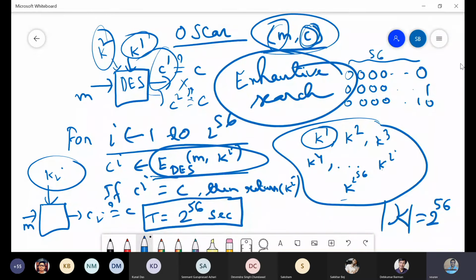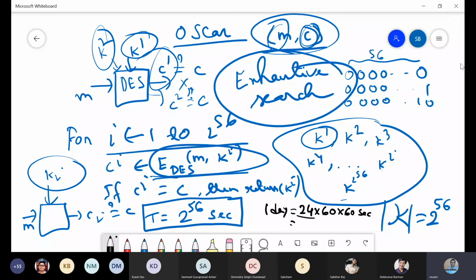How many days is 2 to the power 56? 1 day is how many seconds? 1 day is how many hours? 24 into 60 minutes into 60. This many seconds. So if we just try to convert this into a power of 2, so this is roughly what?